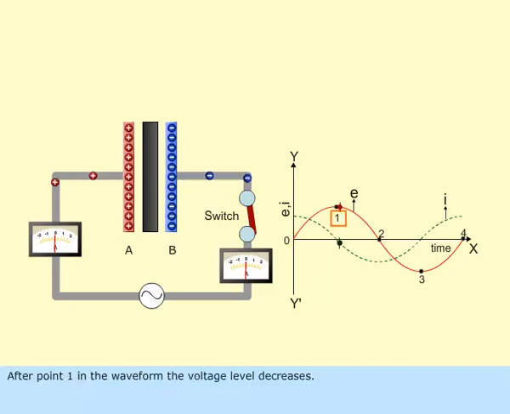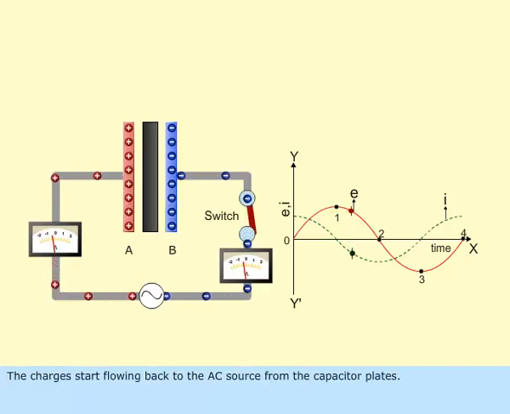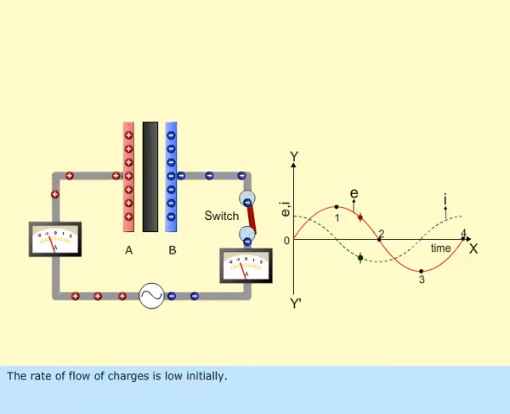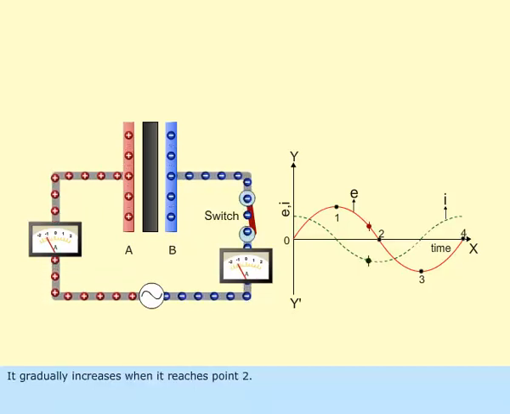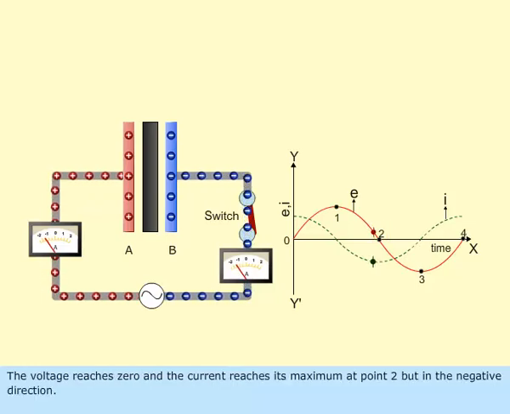After point 1 in the waveform, the voltage level decreases. The charges start flowing back to the AC source from the capacitor plates. The rate of flow of charges is low initially. It gradually increases when it reaches point 2. The voltage reaches 0 and the current reaches its maximum at point 2, but in the negative direction.